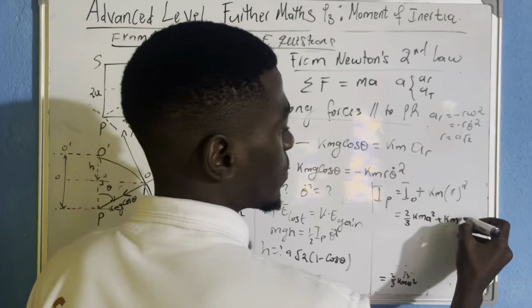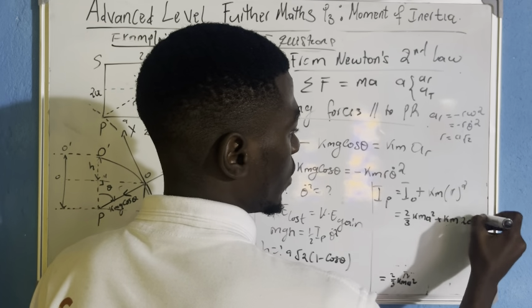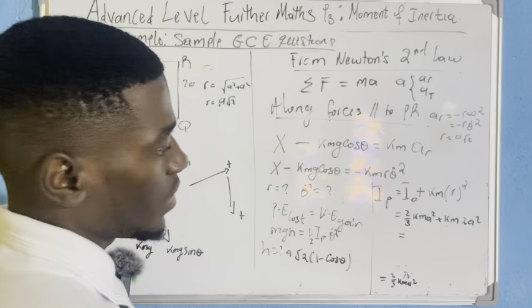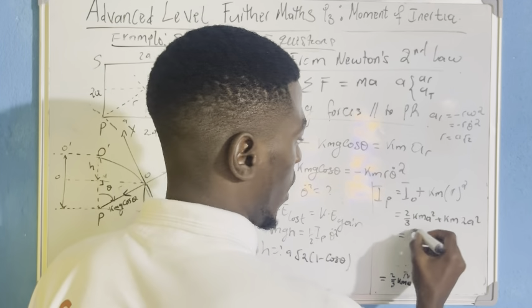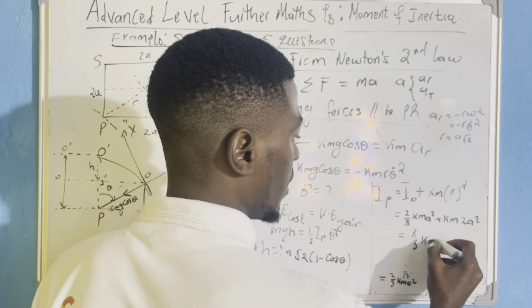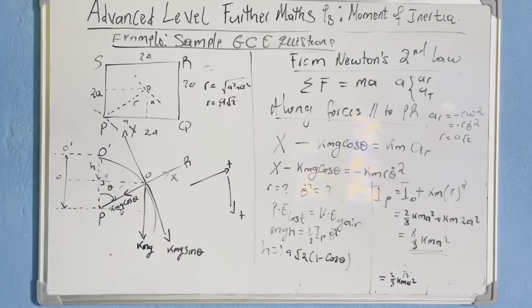Remember that R is a root 2. When I square it, it will be 2a square. So then I will do the LCM here. I will have 3 times 2, 6, 6 plus... I will have 8 all over 3 km a square. So that is the moment of inertia of the lamina about what? About its pivot P.